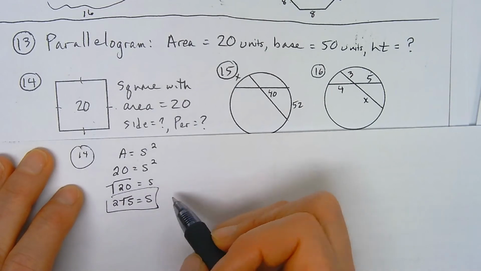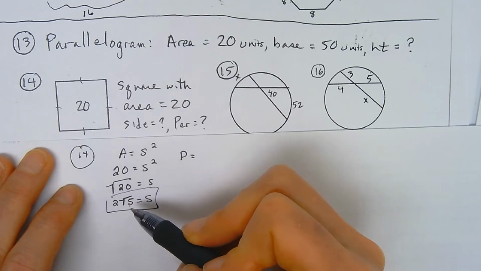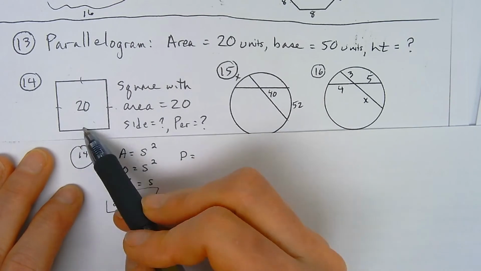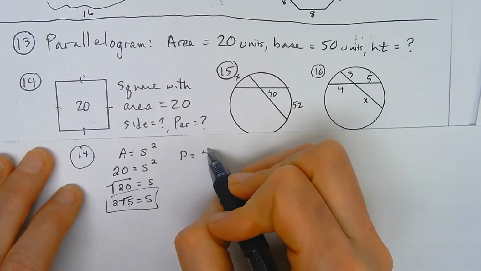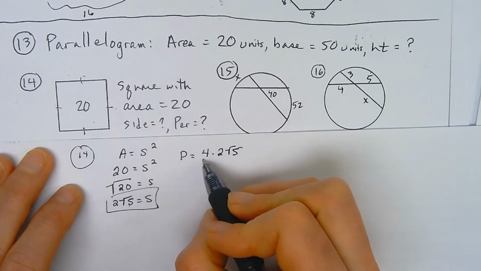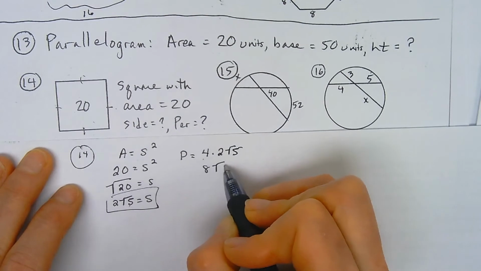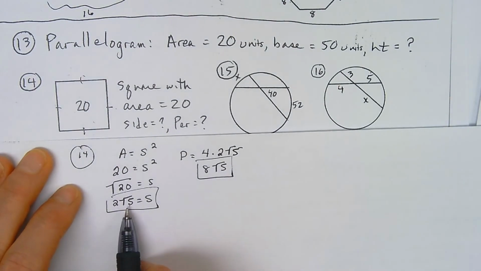The perimeter of a square is going to be that plus that plus that plus that, right? Each side plus each side, or just 4 times the side. So 4 times 2 is 8, and so the perimeter is 8 rad 5. 2 rad 5 plus itself 4 times.